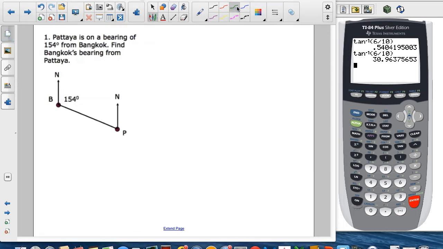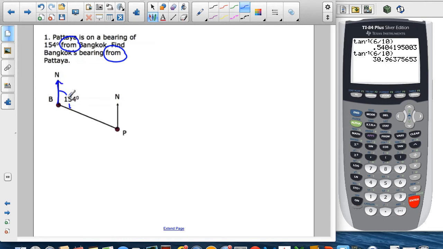Okay, so let's continue with another problem. This one's actually a little bit easier than the last one because we don't have to even use any trigonometry. So here we have that Pattaya is on a bearing of 154 degrees from Bangkok. So that means if we're in Bangkok and we are facing north, we have to turn 154 degrees. For example, if we're in our plane, we need to turn 154 degrees to fly directly to Pattaya, as shown in the diagram here. And now it asks us to find the other way.